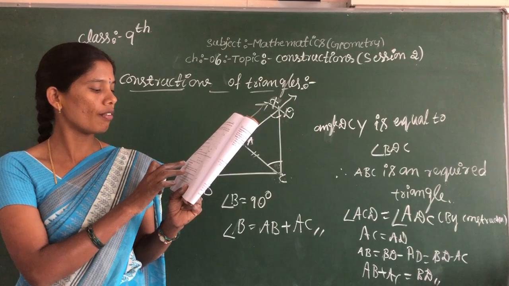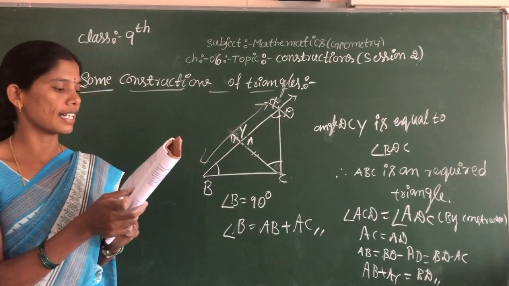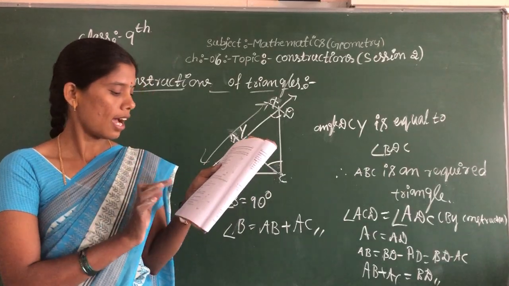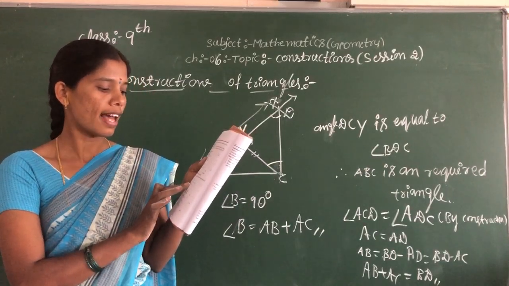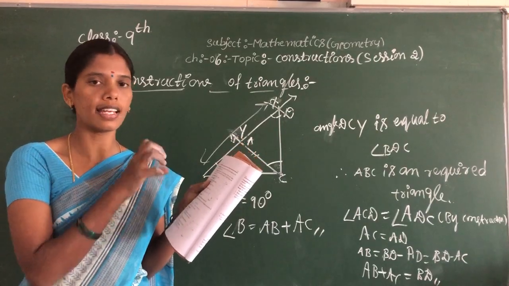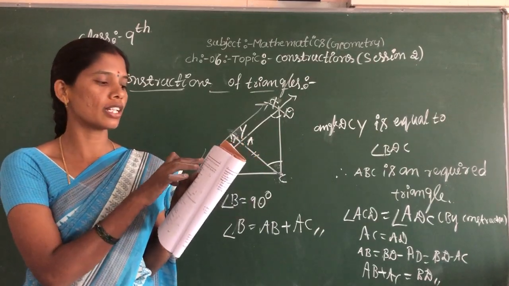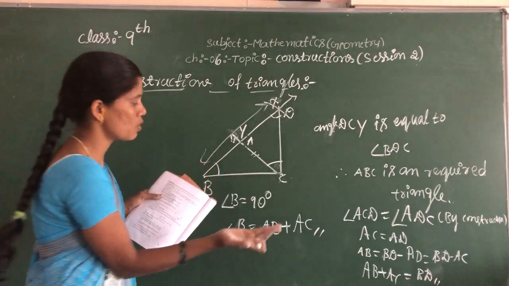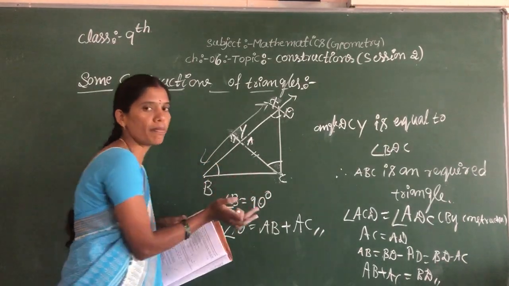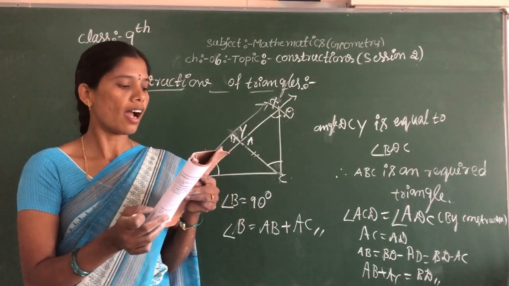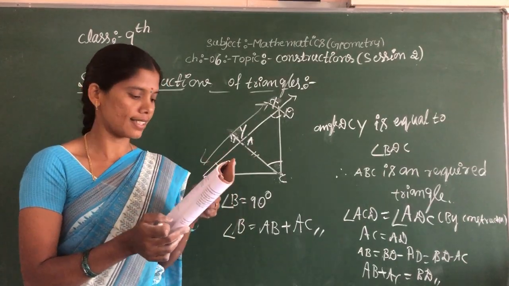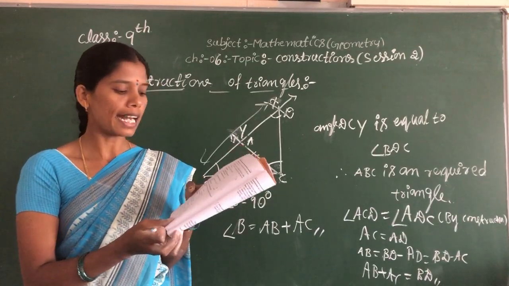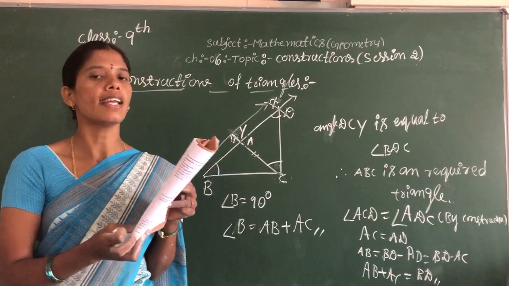Now let me explain the steps of construction. There are two cases in this figure: AB greater than AC and AB less than AC. To construct a triangle given its base, a base angle and the difference of the other two sides.